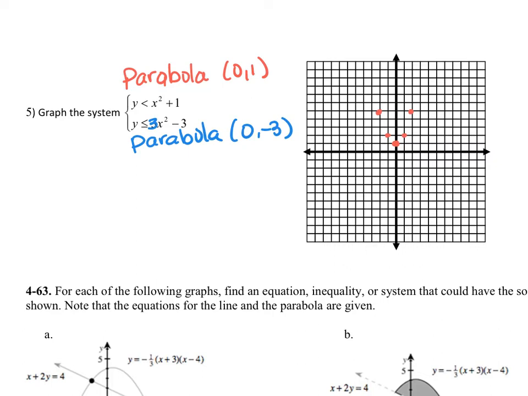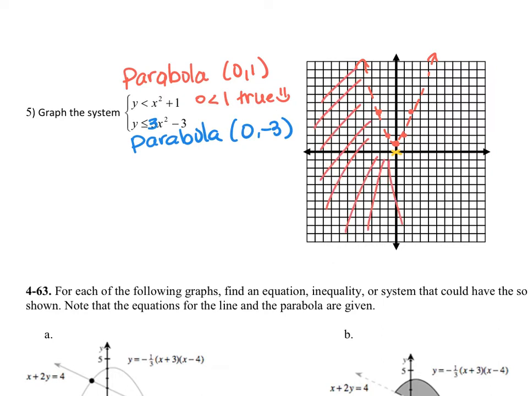If I test out the point 0, 0, again, it's my origin. If I test that out on the first one, I end up with 0 less than 1, which is a true statement. So that means I'm going to shade towards 0, 0 instead of away from it, but I still have to draw in my curve. My curve is going to be dashed, and I have to shade towards 0, 0, which means I'm actually shading outside of the parabola instead of inside.